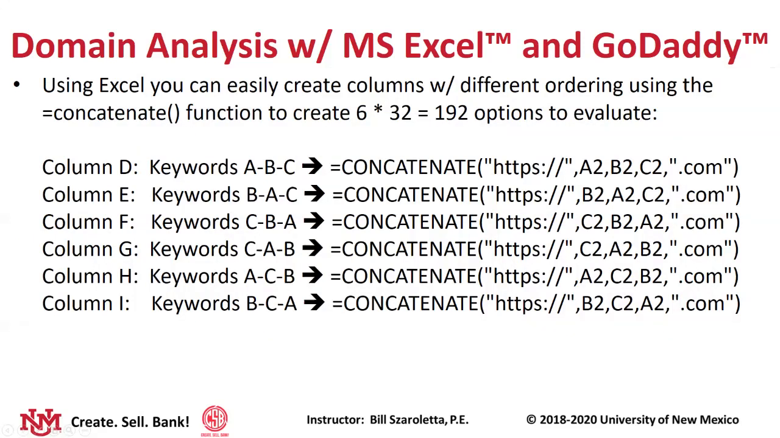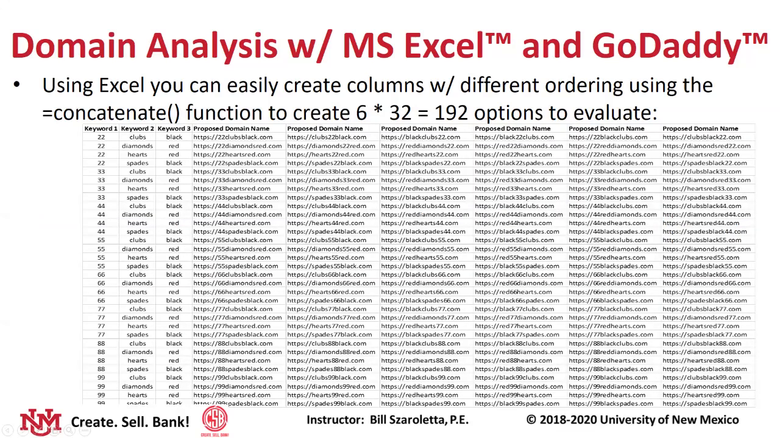The other way to do it is you can create different combinations. Like you can take columns A, B, C, concatenate those, A, B, C. You can do BCA or BAC, CBA, CAB, ACB. And we have 6 different combinations with 32 in it. So there's 192 options. And here's kind of what it looks like. So you can see all the various things. I'll share this spreadsheet with you so you can type in your keywords here and get the output.